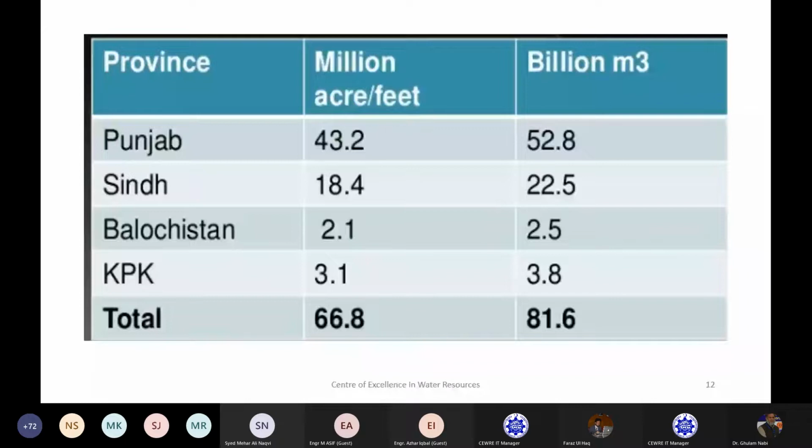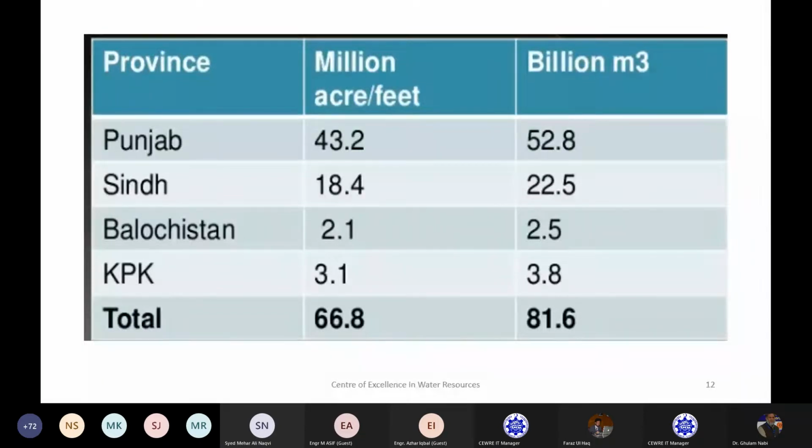In total, we have 66.8 million acre feet. As for groundwater extraction, we are extracting more water in the Punjab, about 50 million acre foot per year. That is alarming, resulting in the groundwater level going down. The same is the situation with Sindh, Balochistan, and KPK.